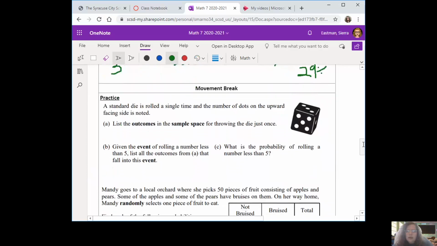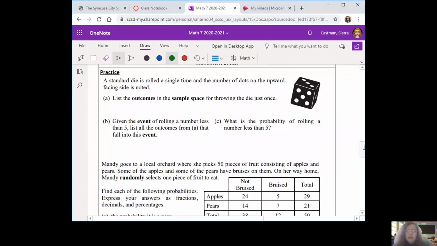I want you guys to go ahead and work on some of these practice questions. Really, really think about the sample space, how many different options are there, and then the event. So we're listing all of the outcomes that could fall into the event. That number goes on top of our fraction, but all of the possible outcomes goes on the bottom of our fraction as the sample space.